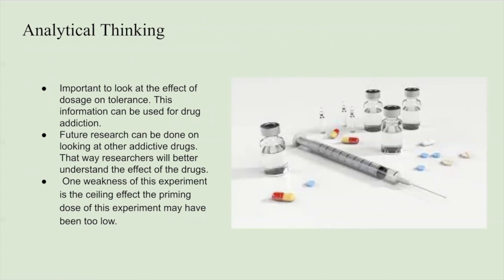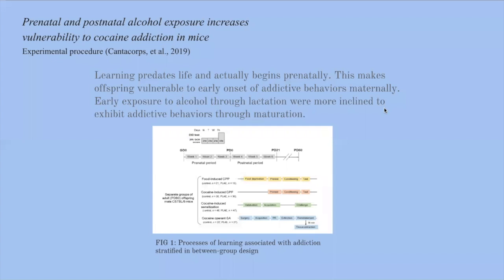And some of the strengths are that they use the same type of rats with the same life experiences. And one reason that this is useful is that we can use this information for studying recreational drugs in the future. In this article, we could see that learning predates life and actually begins prenatally. This makes offspring vulnerable to early onset of addictive behaviors maternally. Early exposure to alcohol through lactation made offspring more inclined to exhibit addictive behaviors through maturation, and we could see this in the graph.